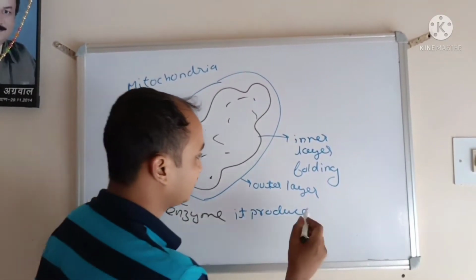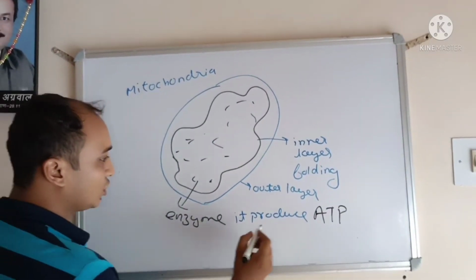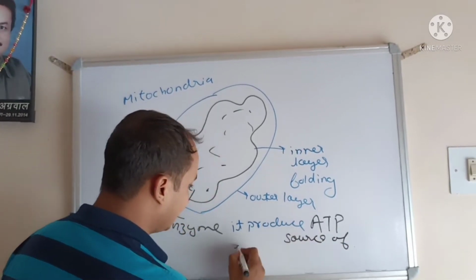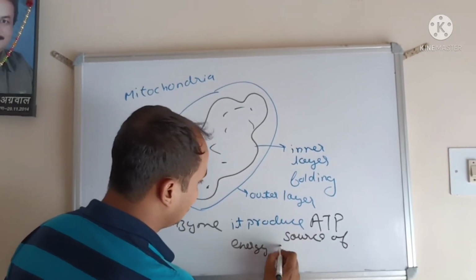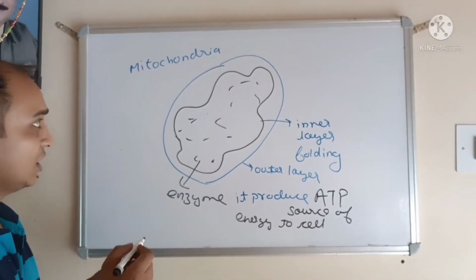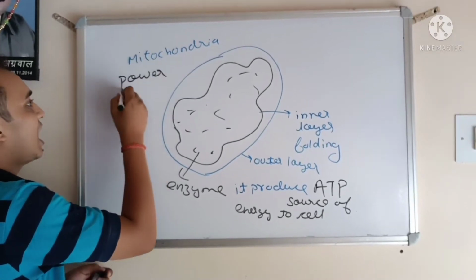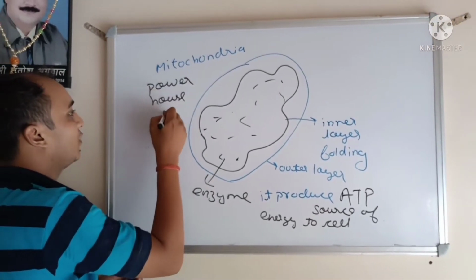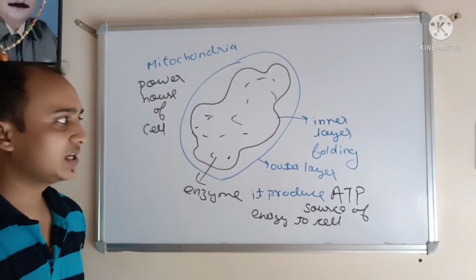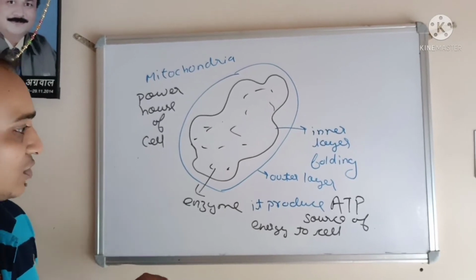Now what is ATP? ATP is source of energy to the cell. That's why mitochondria is known as powerhouse of cell, because it produces energy.